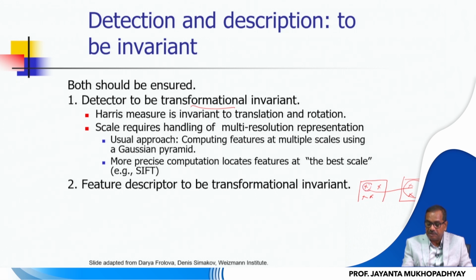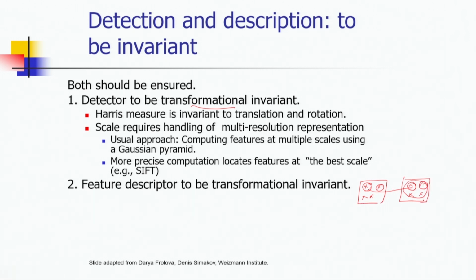So what is the descriptor around this point? What is the descriptor around this point? Similarly, what is the descriptor around this point, around this point? Now again, if this point corresponds to this point, these descriptors should also be transformation invariant. Ideally, it should be transformation invariant. There would be certain tolerances, small variations, but ideally we want it to be transformation invariant. So that is the part.